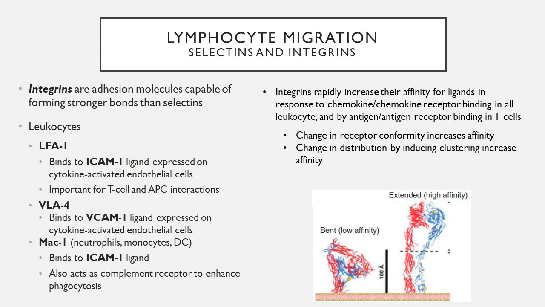The second way is that they also change their distribution to congregate in clusters on the cell surface as opposed to being evenly spread out. This helps increase the concentration of them and thus increase their total affinity for a group of ligands.